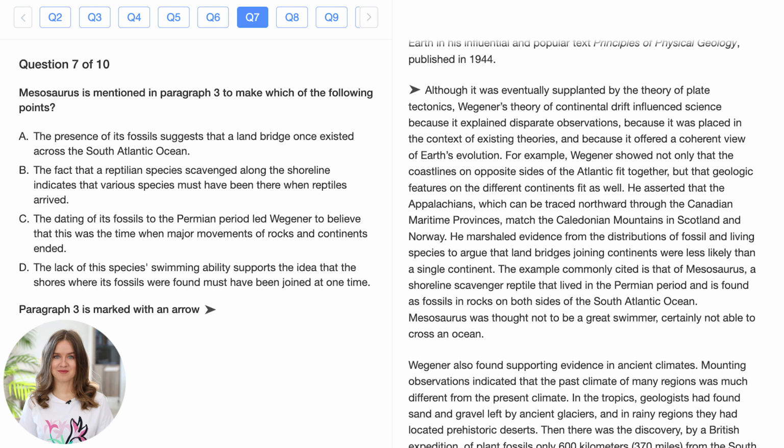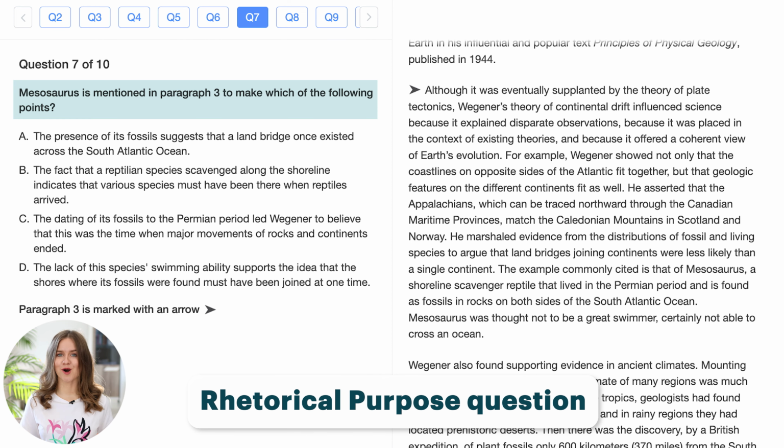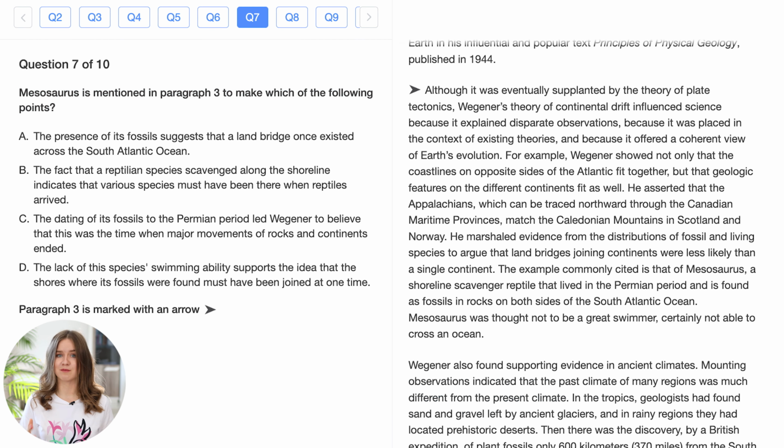Question 7. Mesosaurus is mentioned in paragraph 3 to make which of the following points? This is again a rhetorical purpose question. It asks why the author includes a specific example, detail, or reference. In this case, Mesosaurus. It's not just asking what the text says about Mesosaurus. That would be a factual information question. But rather, what role does this detail play in the paragraph? Give it a try.